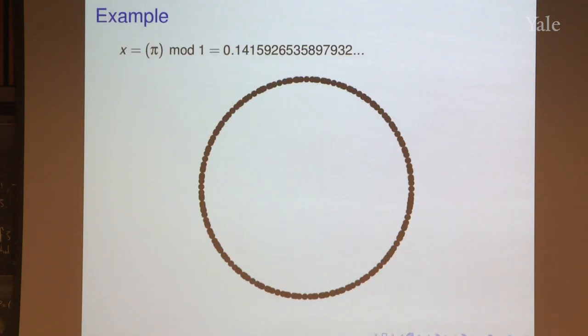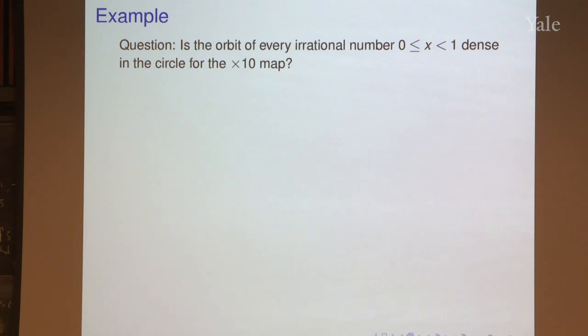And I skipped ahead a bunch, but eventually it looks like it's basically filling in the whole circle, right? It looks like the behavior that we saw with the irrational rotations, where as we go on and on forever, it's just going to fill up the whole circle. So this raises the question: is the orbit of every irrational number dense in the circle for the times 10 map? Does anybody have a guess?